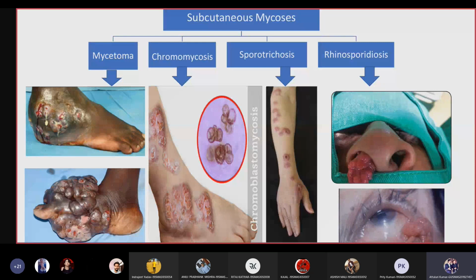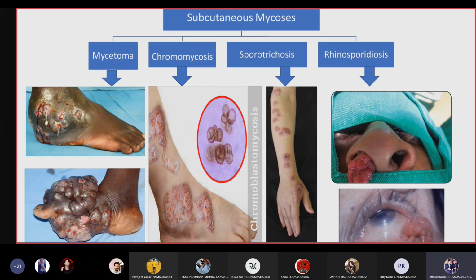So there are a few dimorphic fungi that we will discuss later. As of now, there are 4 types of subcutaneous mycosis: Mycetoma, Chromomycosis, Sporotrichosis, and Rhinosporidiosis. Let us start with the first fungus, which is Mycetoma. Now I will discuss Mycetoma in detail. If I have time, I will move on to Chromomycosis also. Let us try to finish 2 fungi today, starting with Mycetoma.